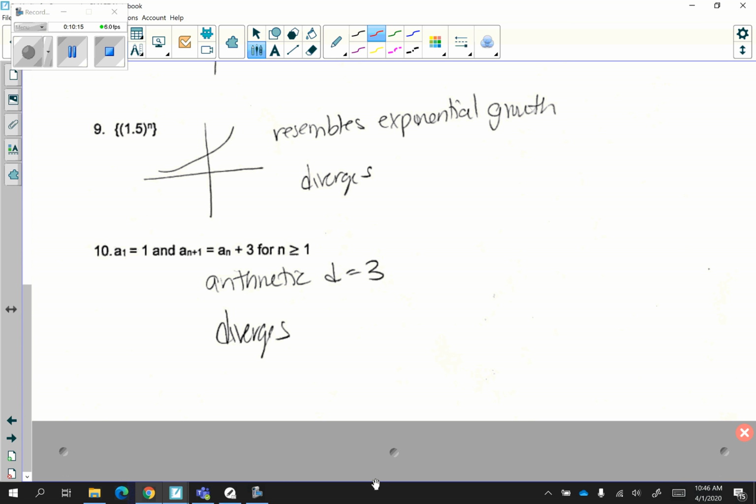And finally, for number 10, a sub 1 is equal to 1, and a sub n plus 1 is equal to a sub n plus 3, for n is greater than or equal to 1. This is recursive, so my arithmetic difference is 3, and I keep going plus 3 all the way to infinity, so therefore it's going to diverge.